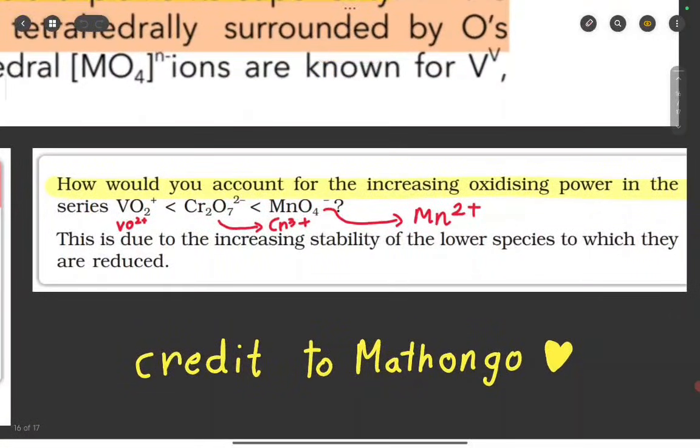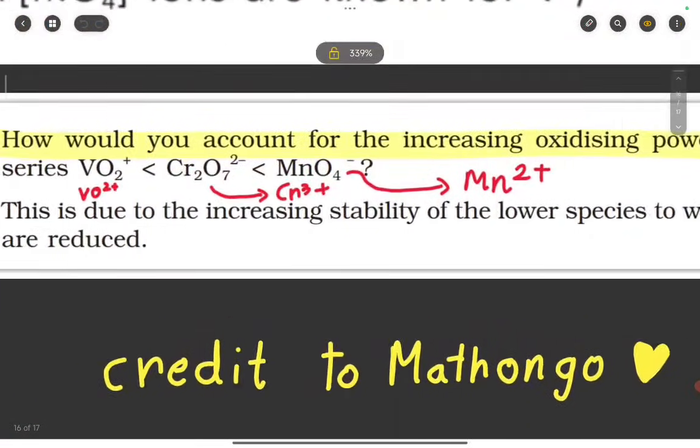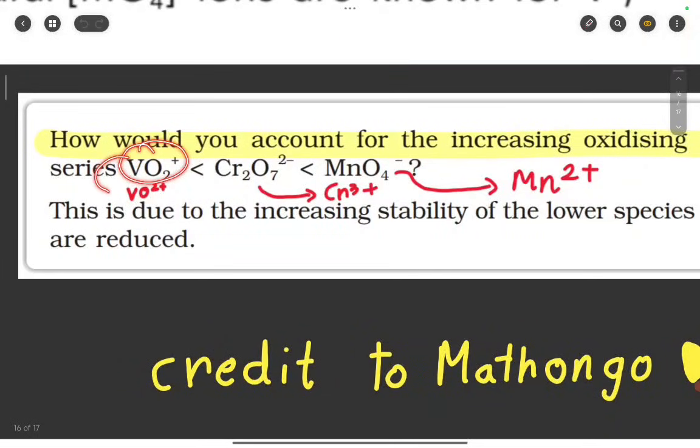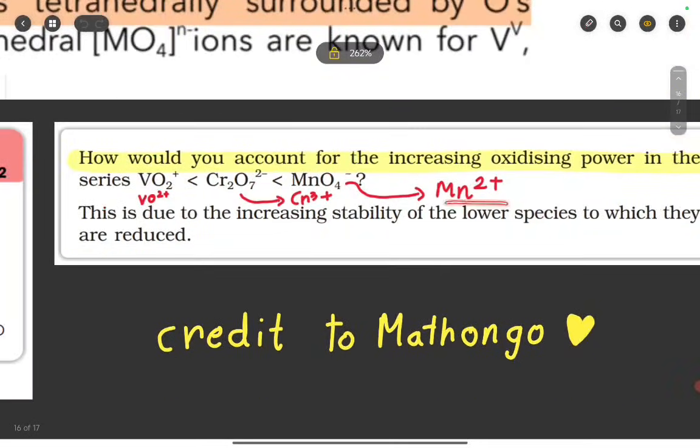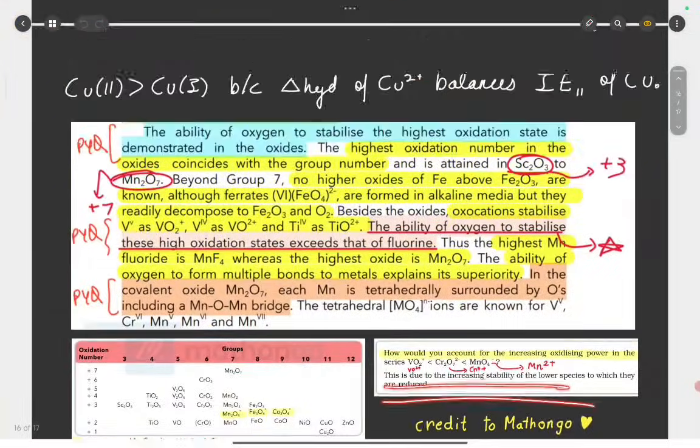Now, there's one NCERT question. How would you account for the increase in oxidizing power in this series? Well, this will reduce to this, this will reduce to this, and this will reduce to this. We know this is more stable than this, and this is more stable than this. So simply, it is easy to analyze.